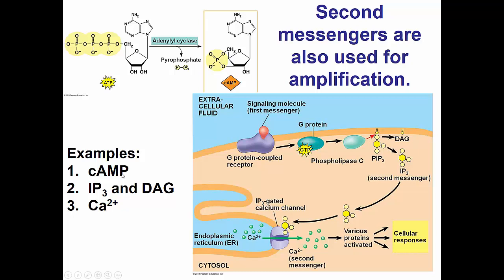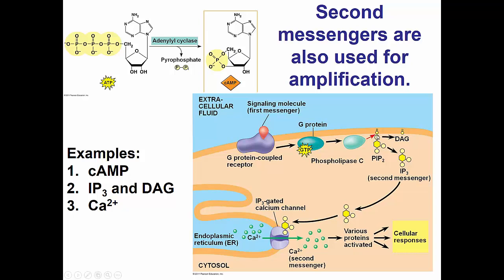So another example of a second messenger, there are two examples here. IP3 is inositol triphosphate, and DAG, diacylglycerol. The enzyme that produces these molecules is called phospholipase C. And what phospholipase C does is it takes a lipid substrate, PIP2. PIP2 is phosphatidylinositol phosphate, and it cleaves it. So you can see right here this is a phospholipid with a large head group.